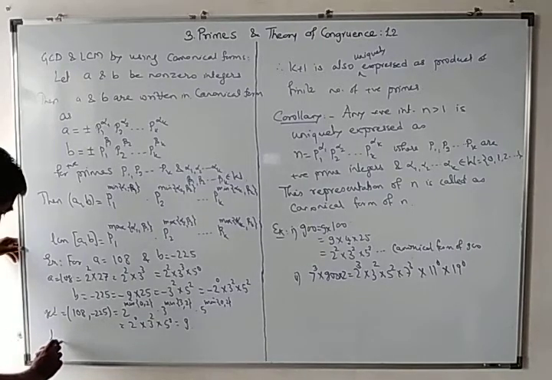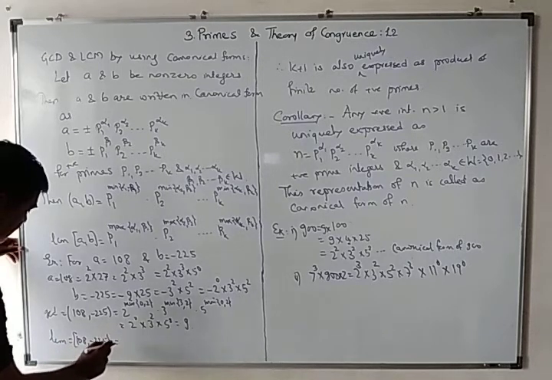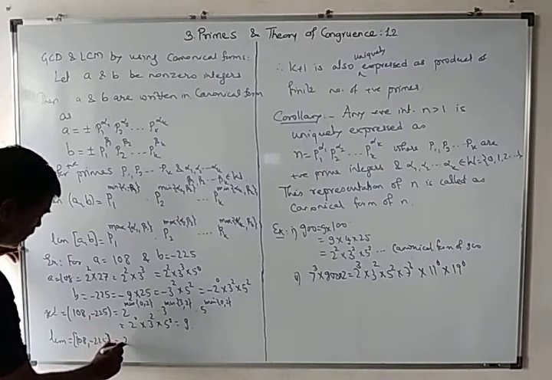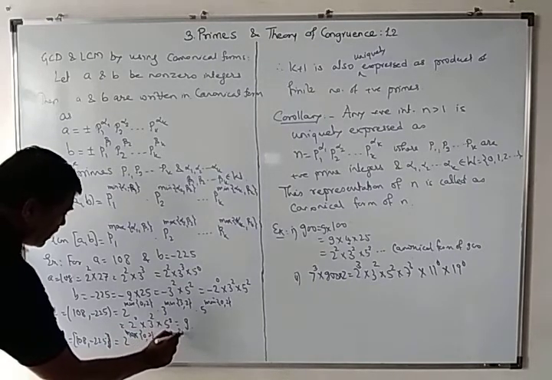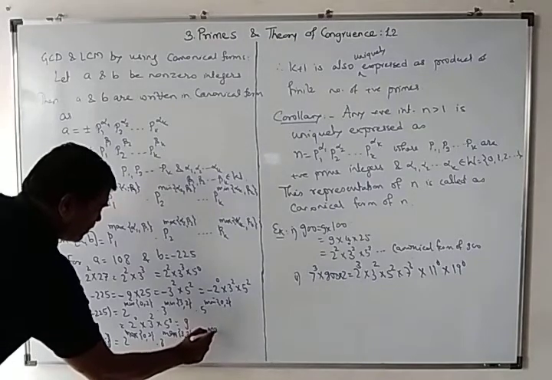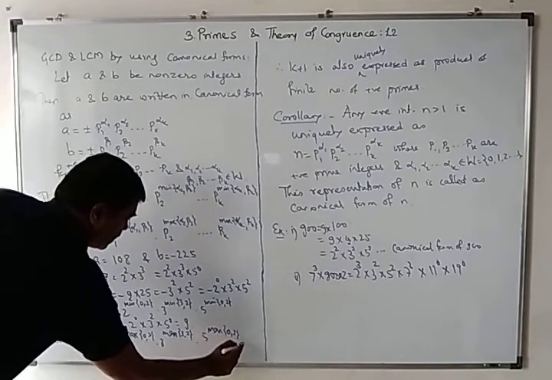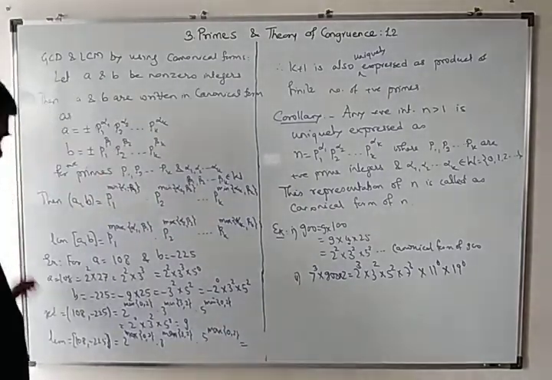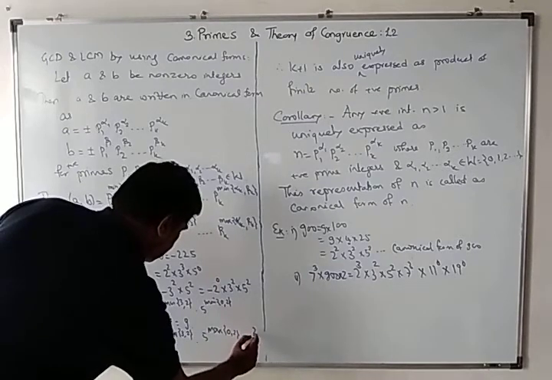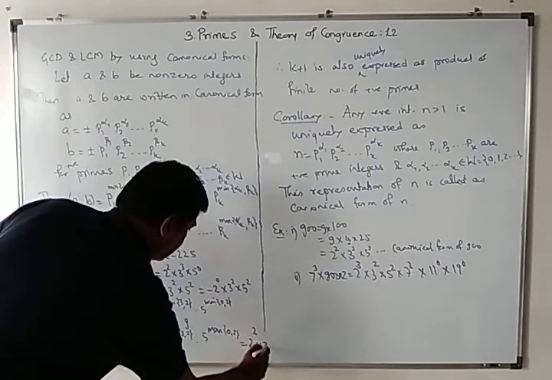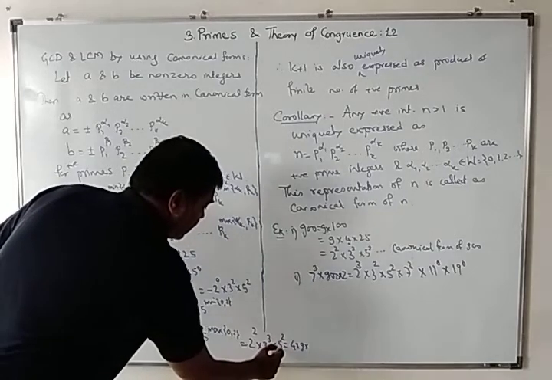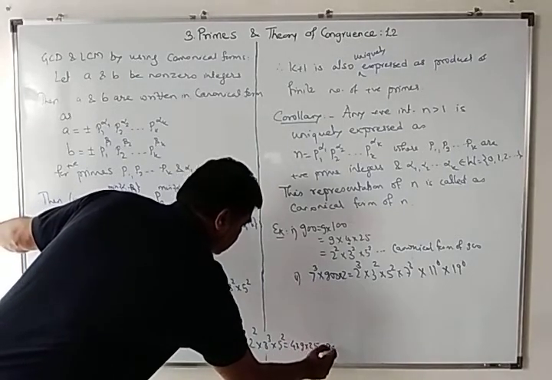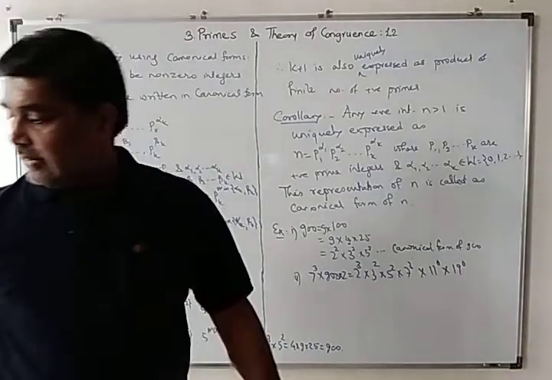LCM of 108 and minus 225, I will get to be 2 raised to maximum of 2, 0 into 3 raised to maximum of 3, 2 into 5 raised to maximum of 0, 2, and then this will become 2 square into 3 cube into 5 square, that is 4 into 27 into 25. So it is 900.